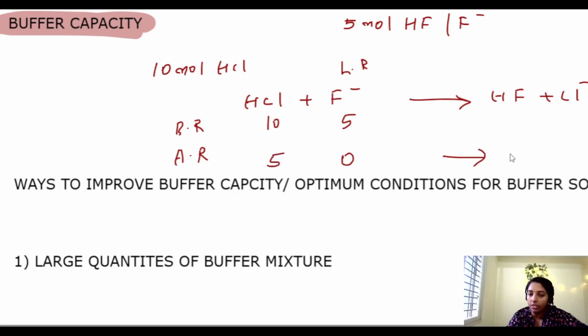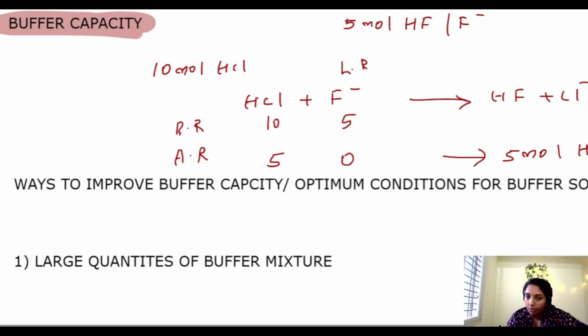So in this reaction there will be 5 mole of HF and 5 mole of Cl minus, as well as 5 mole of HCl also. Correct? 5 extra HCl is there. Why? Because this is the excess reagent. So definitely the pH will change. Correct? Because with 5 mole of HCl we can't omit the presence of HCl. If HCl is there, definitely it will change the pH because it dissociates into H plus and Cl minus. So the effect of H plus will change the pH.